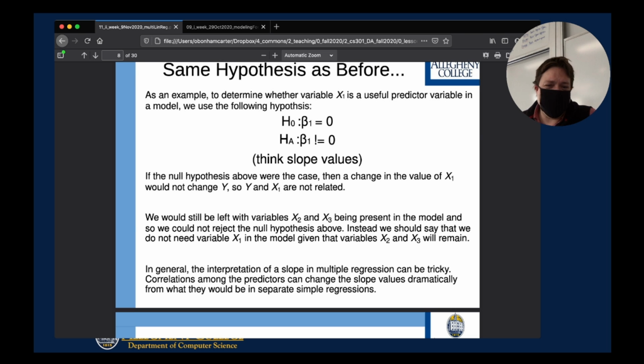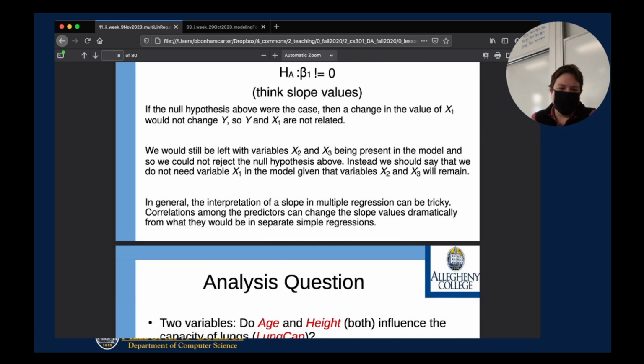So if the null hypothesis were the case, then change the value of x1. If the null hypothesis is instated here, then nothing is going on between x and y. They're not related in some way. Anyway, there's this you can look at. That's a lot of text.